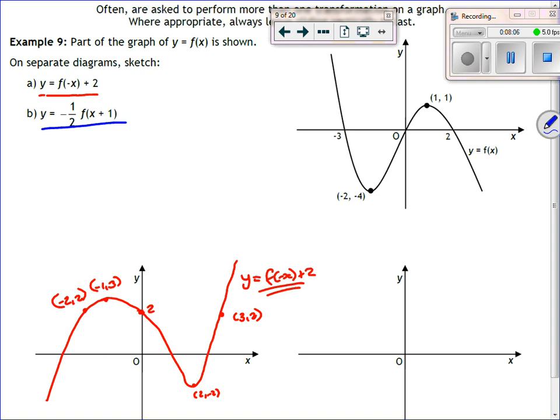So again, let's write down the coordinates. So we have minus 3, 0. We have minus 2, minus 4. 0, 0. 1, 1. And 2, 0.